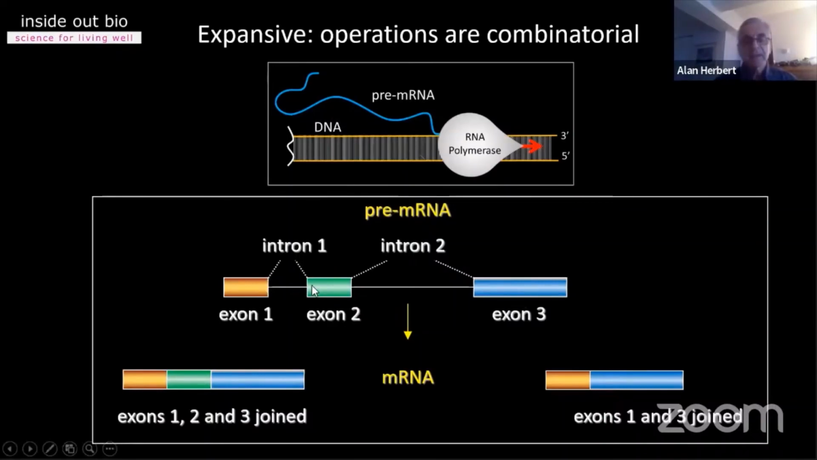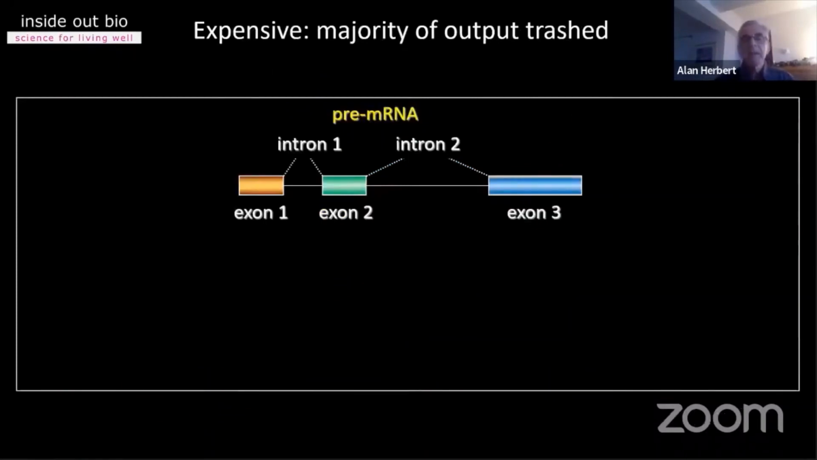So you can combine these different functional elements that are called exons in lots of different ways and produce lots of different RNAs. And some of these are functional, some of these aren't functional, but they all lead to different protein products. So it's an expensive approach because actually most of these RNAs that get spliced actually don't do anything.